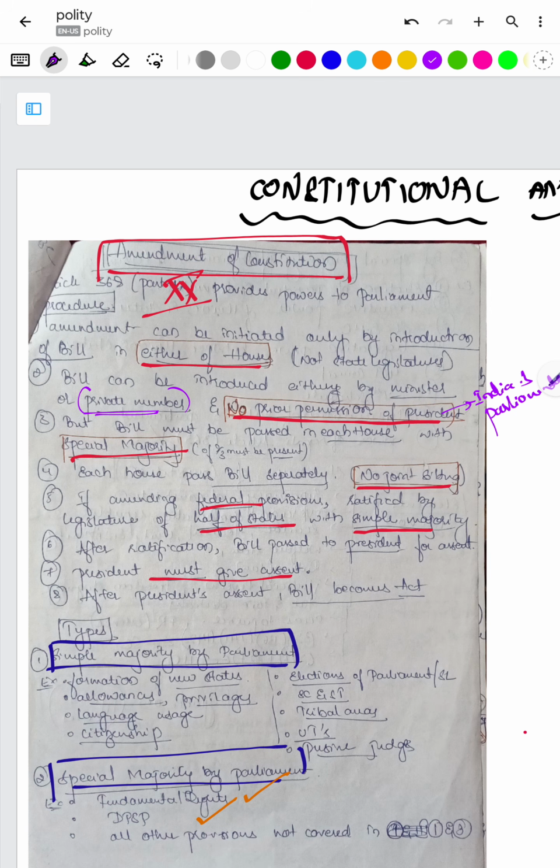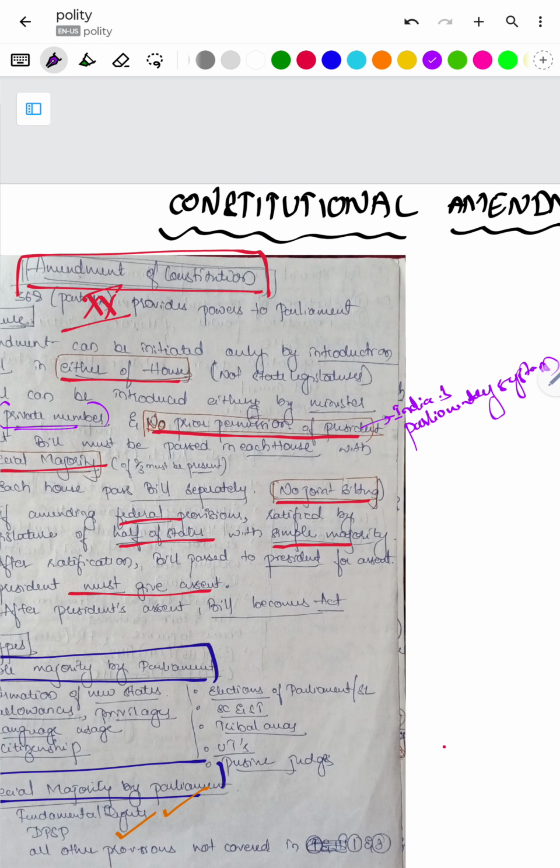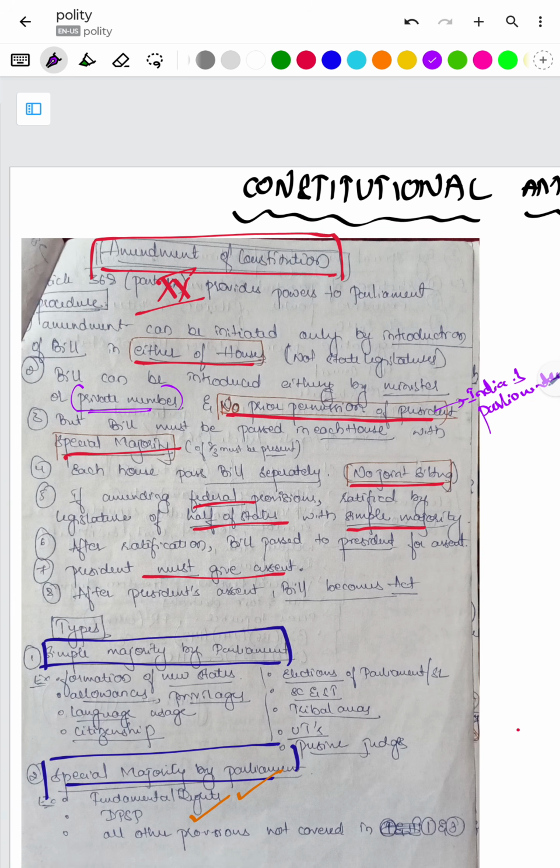Another important question from this topic is whether the President's prior permission is required. It clearly states no. Why? The reason is also important, because India follows a parliamentary system of government, and in a parliamentary system the President comes in the executive, so this power should reside with the Parliament. Thus permission is not required.